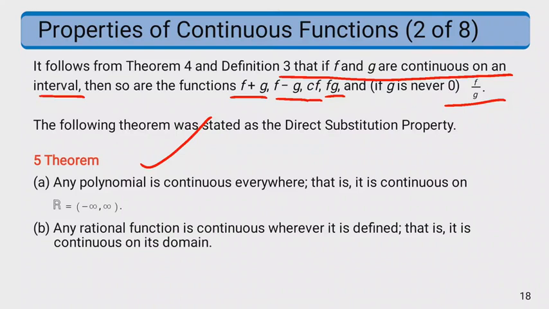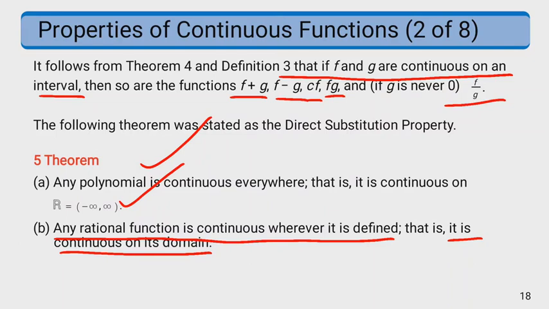That is continuous if you are looking at a function of one variable, continuous from minus infinity to infinity. So this is good because it means if we have a function that is a polynomial, you can quickly conclude from this theorem. And another part of the theorem says any rational function is continuous everywhere where it is defined. That is, it is continuous in its domain.